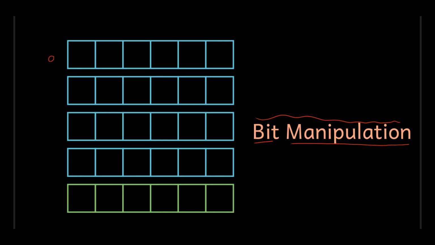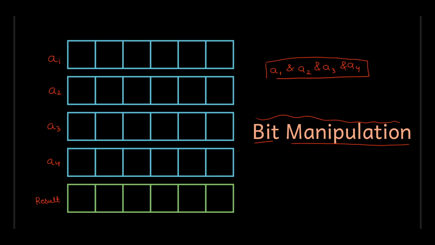You have an array containing n elements. Suppose this is A1, this is A2, this is A3, and this is A4. Your goal is to compute the bitwise AND and store it in this green box. You have to compute the bitwise AND of all the elements: A1 and A2 and A3 and A4. This problem is very trivial to solve if you use the inbuilt bitwise AND operator.